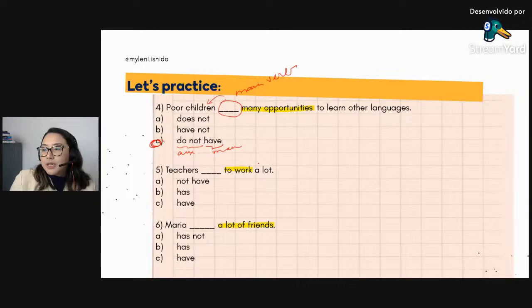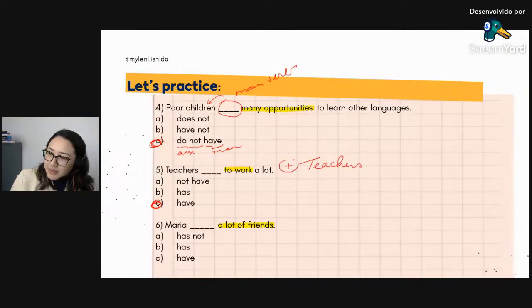Teachers, blank, to work a lot. When I have to and then another verb, have is not an auxiliary, okay? Teachers have. So I'm gonna write here, just like I did. The affirmative is teachers have to work. But if you want to use the negative, you are going to use it like this. Teachers don't have to work.